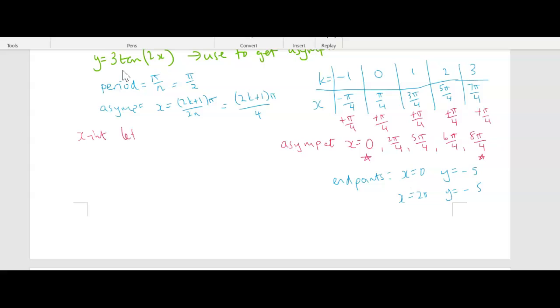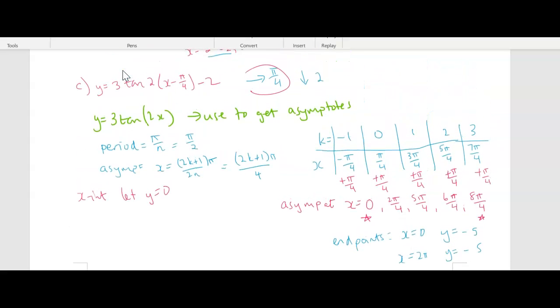All right, so x-intercepts, let y equal 0. Now, because we've got the vertical translation, the negative 2, we can't use the k pi on n like we did for question 3. So your x-intercepts are going to change, so we just let y equal 0. So we're going to have 3 tan(2x minus pi on 4) minus 2 equals 0.